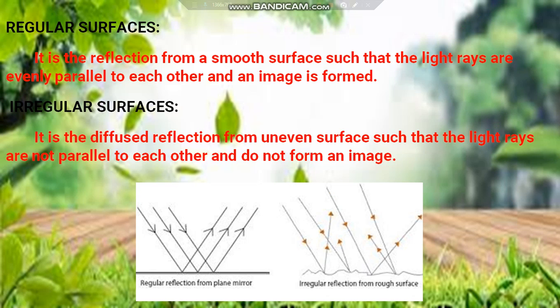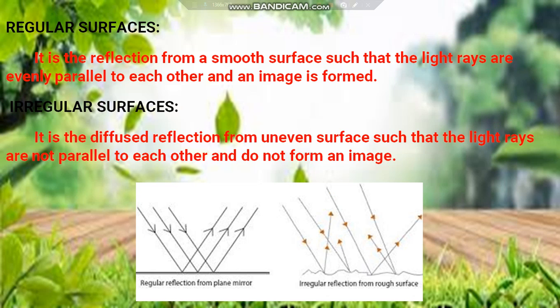So now let us discuss what regular and diffused reflections are. The surface of a mirror is the best example of a regular surface, and therefore when a beam of light falls on it, the entire beam is reflected in only one direction, and this is called regular reflection. It is the reflection from a smooth surface such that the light rays are parallel to each other, and it results in the formation of an image.